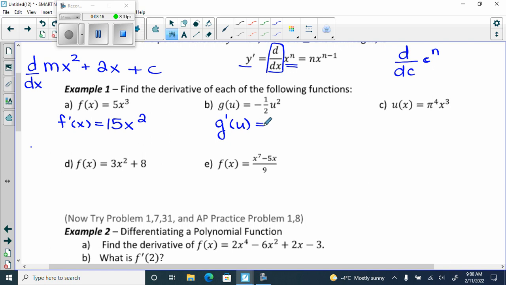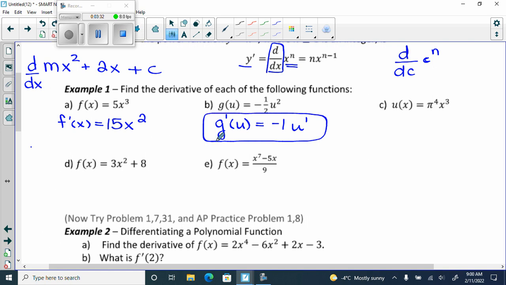Okay, now we bring the 2, we drop it in front, and what happens? You get a negative 1, because 2 times negative a half is negative 1. Do we have to write the 1? No, but I'm a rebel, so I'm leaving it like that.